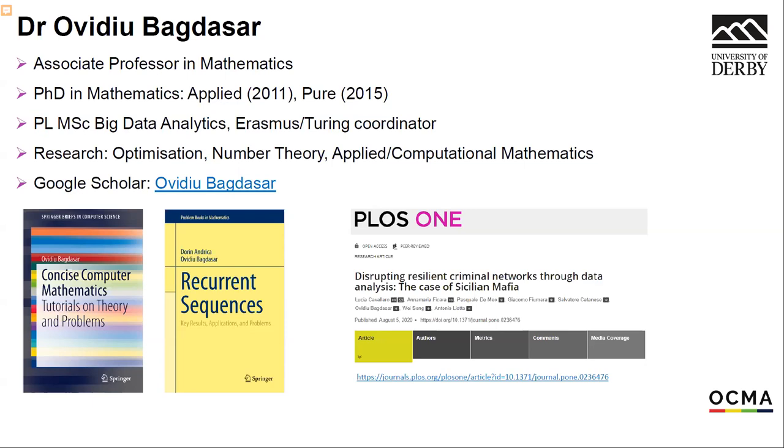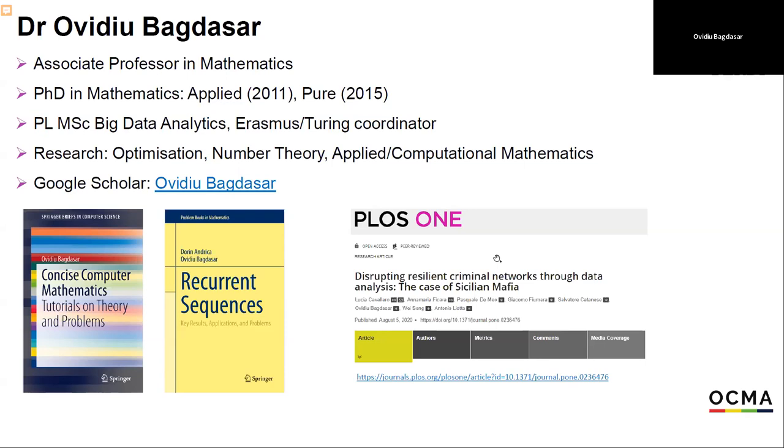So yes, I was able to combine somehow the two worlds of pure and applied, and I was exposed to big data analytics. So this is a direct application of mathematics, then Erasmus Turing. So this is the replacement scheme for Erasmus. I'm doing research in a number of fields, and basically if I have someone to work with, I try to do my best to contribute and engage and support and find a way to develop new results.